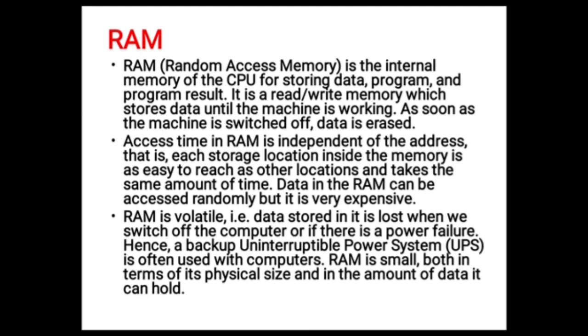That means each storage location inside the memory is as easy to reach as other locations. We can access cell 1 at one time, and at the same time we can access the 10th cell. So every memory location is independent of the others. Data in the RAM can be accessed randomly, but it is very expensive. RAM is volatile, so due to this nature, we need to use a UPS with our computers.